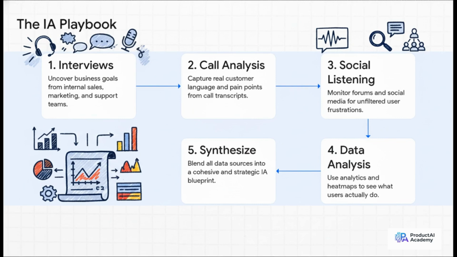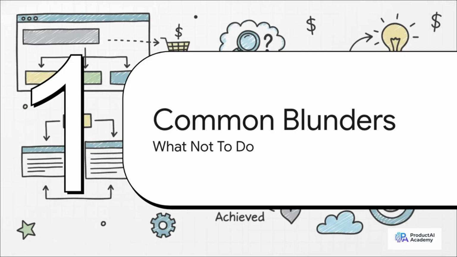This right here, this is the playbook that top companies use. It's not about guessing, it's about intelligence gathering. Yeah, you start internally to get the business goals straight, but then you move to the real gold mine, listening to sales call transcripts, lurking on Reddit and social media forums. This is where your customers are telling you, in their own unfiltered words, what they need and where they're getting stuck. You then blend all that qualitative insight with hard data from your analytics, and that is how you create a winning IA blueprint.